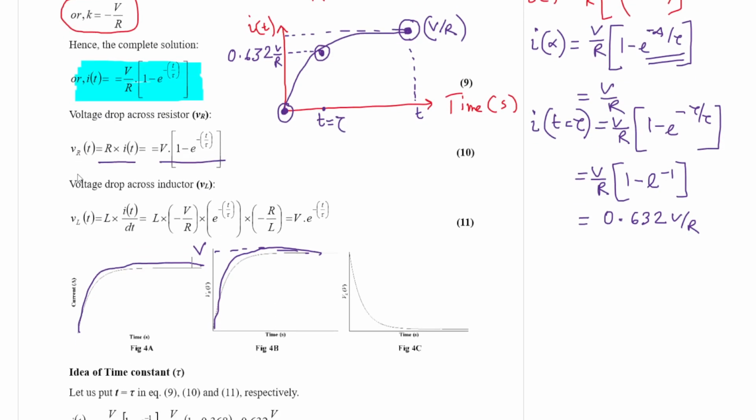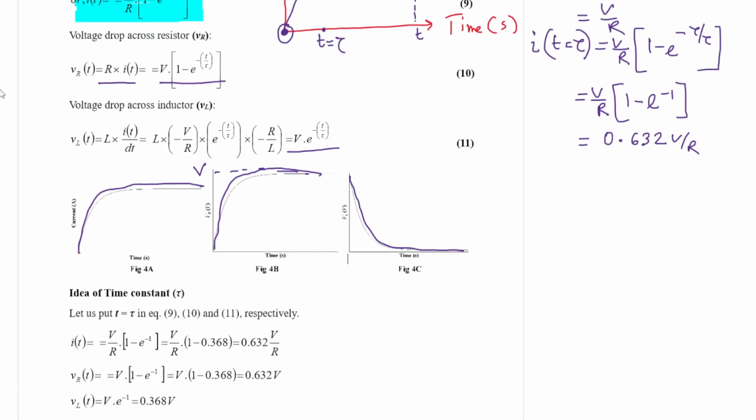And you know VL(t), the voltage across the inductor, is L di/dt. So if you take the time derivative of this current, you will get this expression: VL(t) is equal to V into e to the power minus t by tau. Why? Let us explain. VL(t) is equal to V into e to the power minus t by tau.